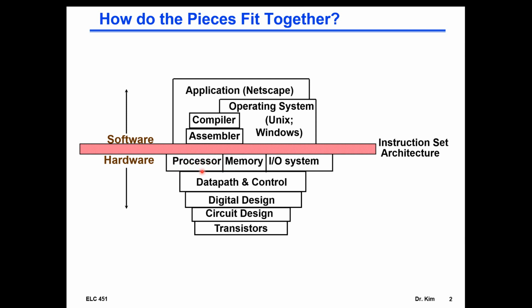The processor is built with data path and control. We'll see what that is specifically. And those are blocks that are really built with digital design, right? So we have gates that make up these blocks, and the gates are made with transistors, circuits of transistors. A 2-input NAND gate takes 4 transistors. An 8-input OR gate takes 16 transistors. And so on.